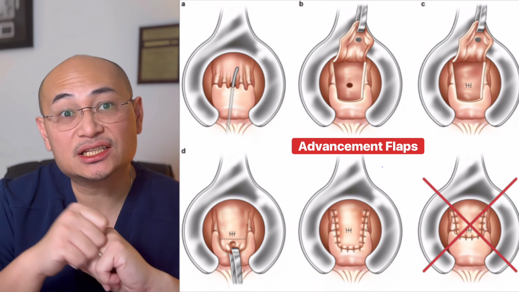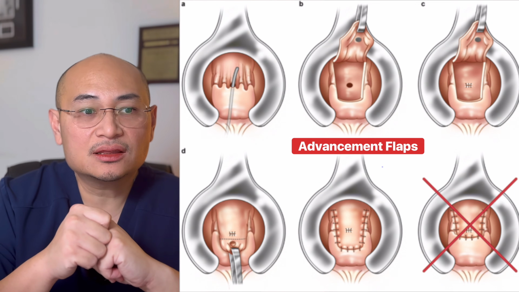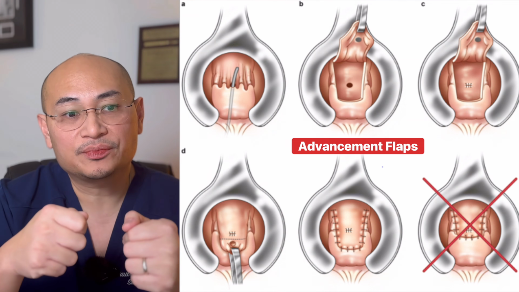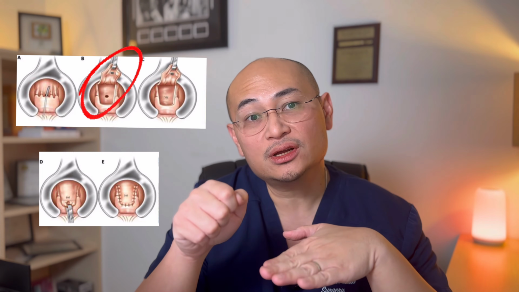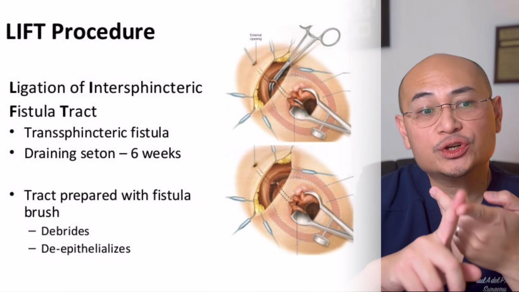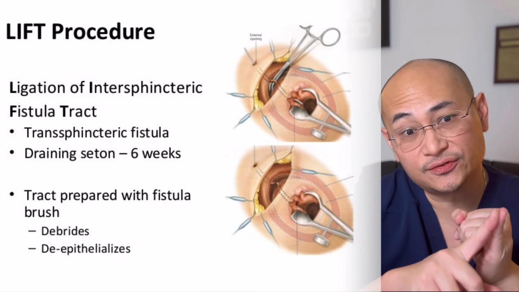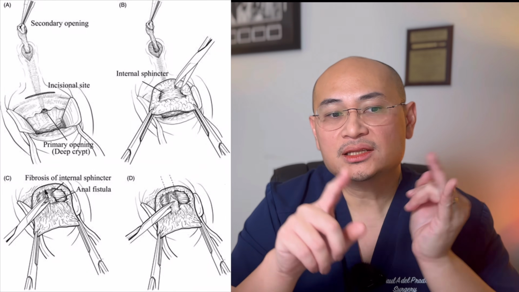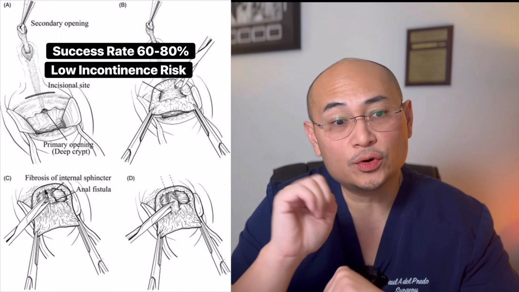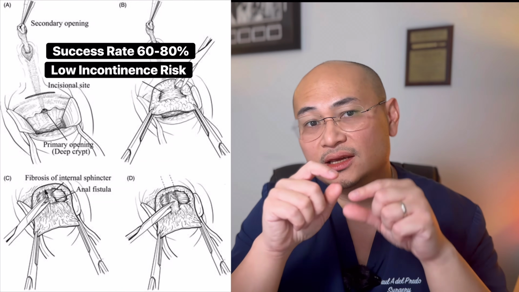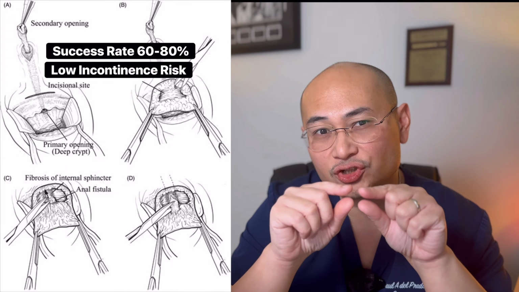Third, advancement flaps. And these are sphincter sparing. The success rate is 60 to 80%. So this involves creating a flap of mucosa, which will then cover the fistulous tract. Fourth one is the LIFT procedure, which is ligation of intersphincteric fistula tract. Its success rate is 60 to 80%. It has low incontinence risk. And it's basically cutting the tract in the middle.